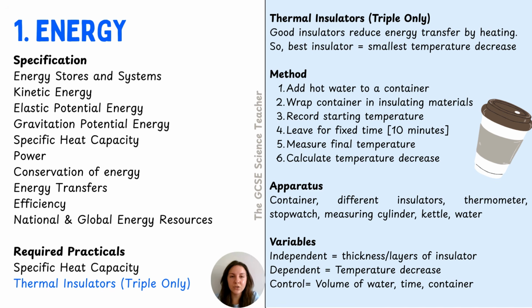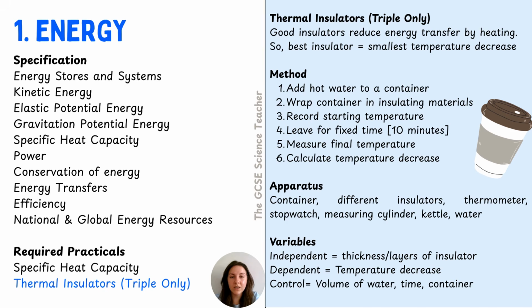Good insulators reduce energy transfer by heating, so the best insulator will have the smallest temperature decrease. First, add a set volume of hot water to a container. Wrap the container in insulating materials. Record the temperature at the start. Leave for a fixed time such as 10 minutes and measure the final temperature after this. You want to then calculate the temperature decrease.